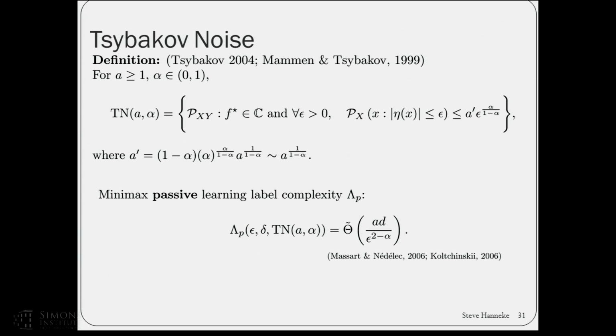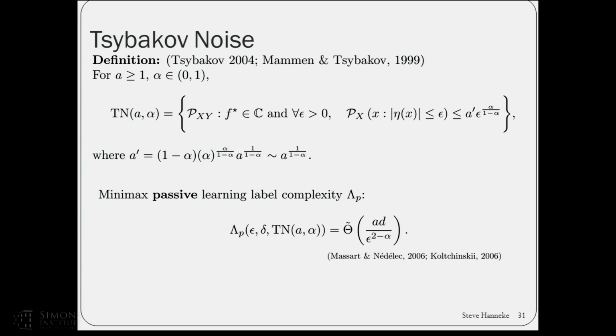Okay, so this has been studied a lot in passive learning, and the optimal label complexity is known to be like A times the VC dimension over epsilon to the 2 minus alpha. So as alpha goes from 0 to 1, this transitions between that 1 over epsilon squared kind of behavior to a 1 over epsilon kind of behavior. If you remember, the realizable case had a 1 over epsilon times VC dimension. So this alpha parameter sort of lets you interpolate between those two extremes.